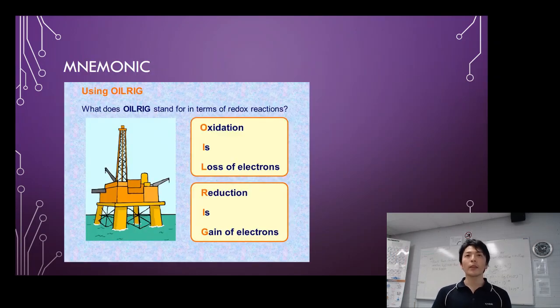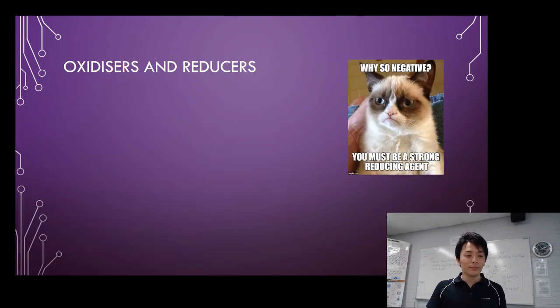Now, a mnemonic for oxidation and reduction in terms of electrons goes like this: OIL RIG, OIL RIG. OIL RIG stands for Oxidation Is Loss of electrons and Reduction Is Gain of electrons. So write down the mnemonic, and you need to be able to use that.